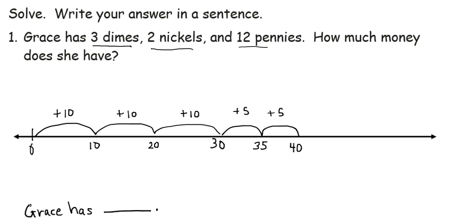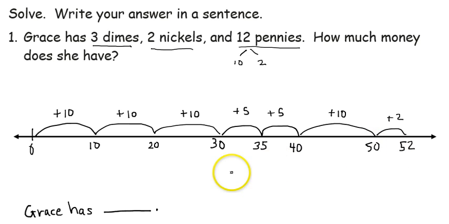And now I have to add my 12 pennies. Rather than doing 12 individual hops for the pennies, I'm going to break my 12 into 10 and 2, because I can do a hop of 10 fairly easily. 40 and 10 more is 50, and then I just have to do another hop of 2 to land on 52. Again, this is just one example of how the students can use the number line to add all these coins. So I'll fill in my final answer. Since I landed at 52, that tells me Grace has 52 cents.